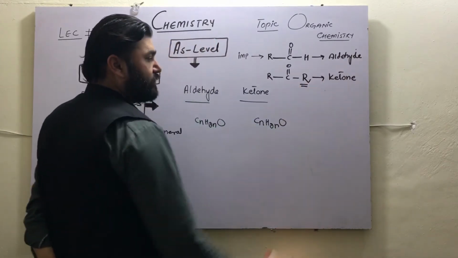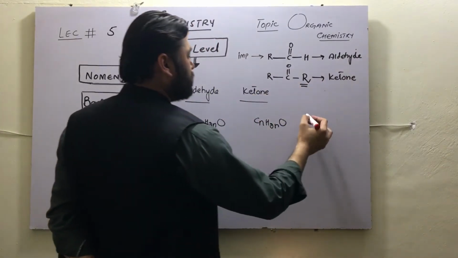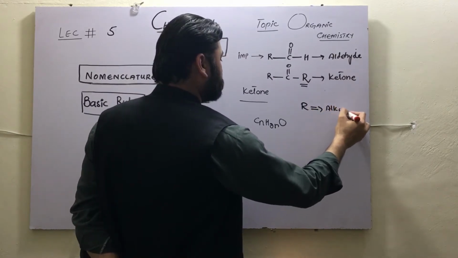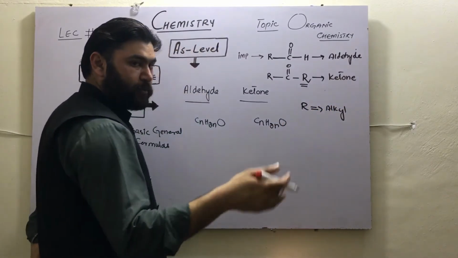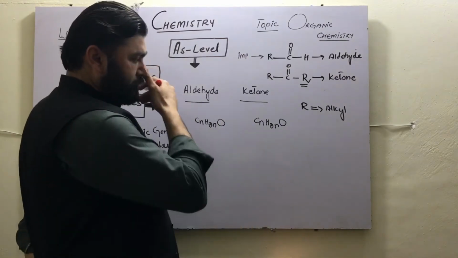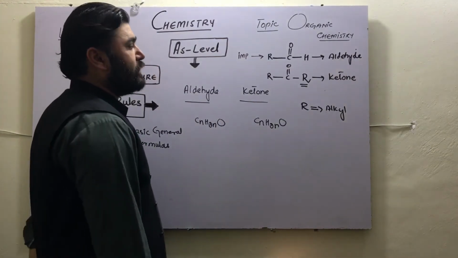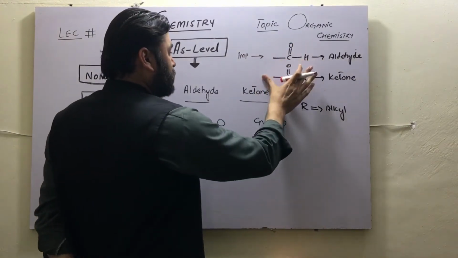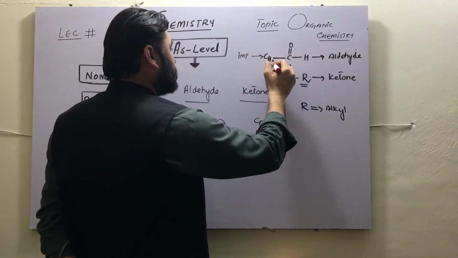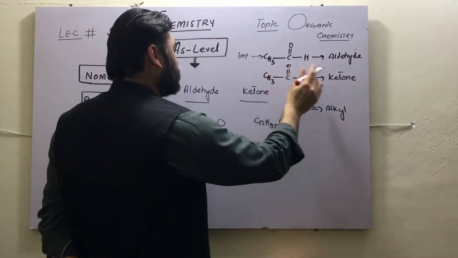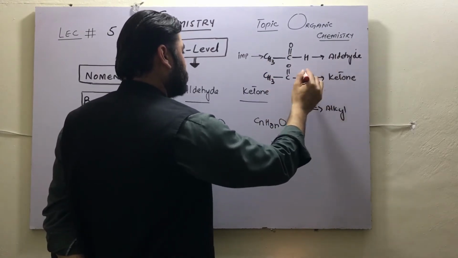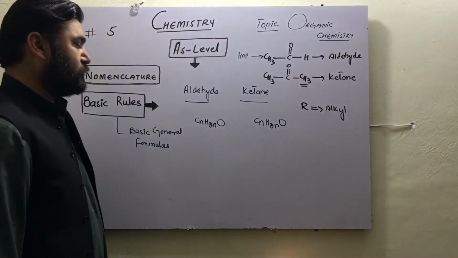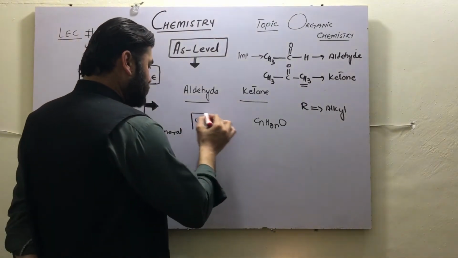Here R stands for alkyl. So we can say R is called an alkyl group. It can be methyl, ethyl, propyl, butyl, pentyl, hexyl, heptyl, octyl, nonyl, decyl, whatever. So if CH3 is present here, then here also CH3 will be present. This is the very first thing: you should know the general formula of these two.